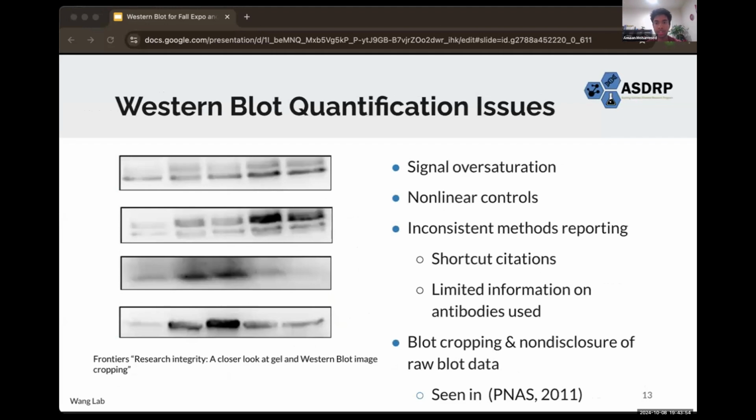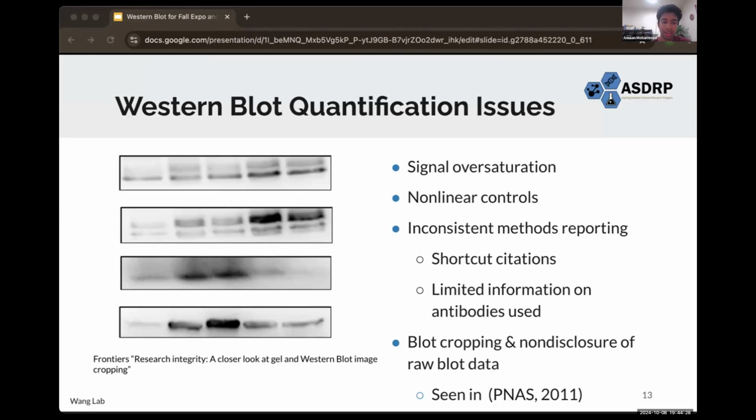So one of the most significant issues with Western blotting is signal oversaturation. So signal oversaturation occurs when the detection signal is too strong and leads to bands that appear uniformly intense, regardless of the actual protein quantity, making quantification inaccurate. Another challenge is the use of nonlinear controls, which are reference bands that do not increase linearly with protein concentration. Nonlinear controls can lead to errors in interpreting the relationship between band intensity and protein quantity.